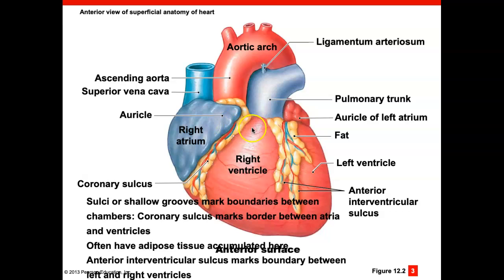The heart is actually covered with quite a bit of fat, but often the fat is located in the shallow groove called the sulcus. So here is the sulcus between the right atrium and the right ventricle. Here is the sulcus between the right ventricle and the left ventricle. And you'll have blood vessels traveling in those sulci.